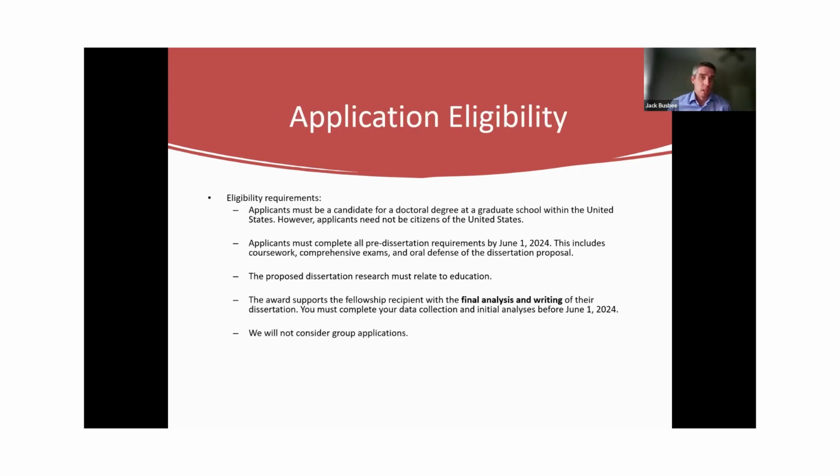Regarding eligibility, you should be all but dissertation by the time the fellowship period begins on June 1st, 2024. You do not have to be a U.S. citizen, but you must be enrolled in a doctoral program at a U.S. institution of higher education. The award supports the fellowship recipient with the final analysis and writing of the dissertation. You must complete your data collection and initial analysis before June 1st of 2024. If you cannot meet this deadline, then clearly articulate in your application how and when you will collect your data and how this will not impede finalizing your dissertation by the end of the grant period.